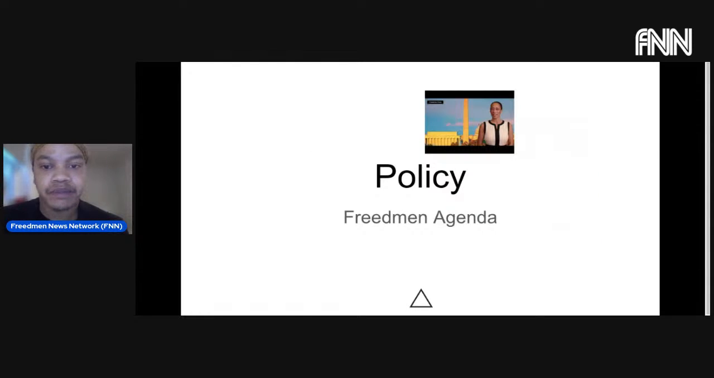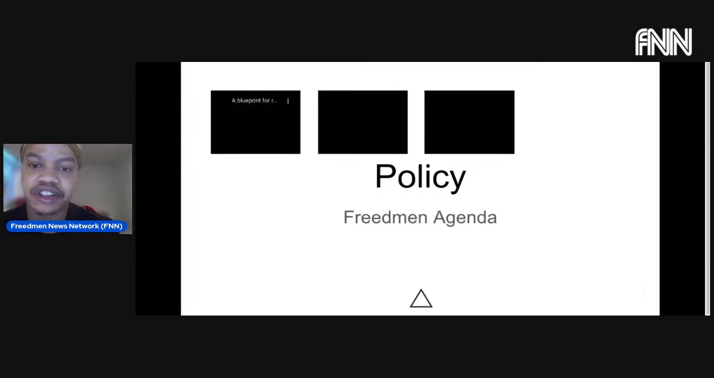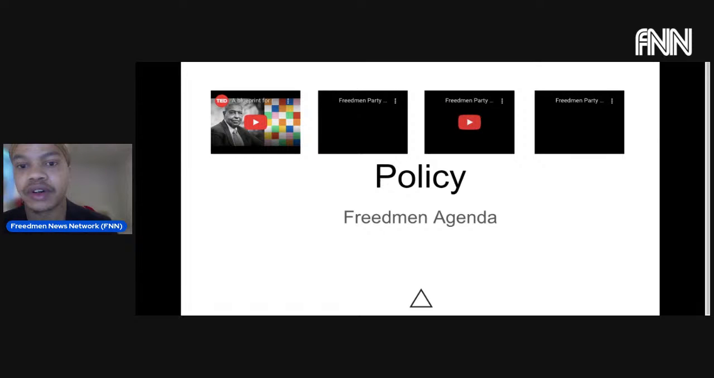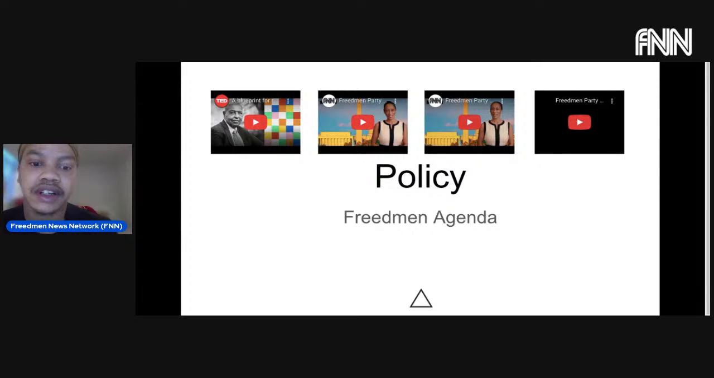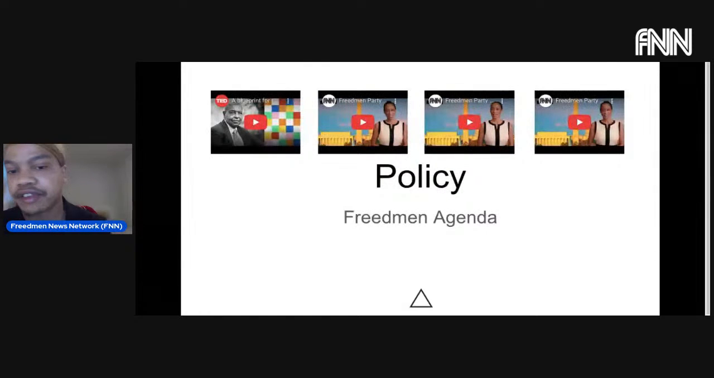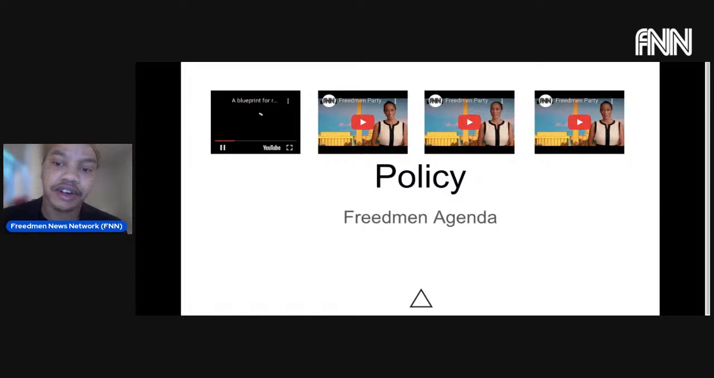Next is the policy side of things, our Freedmen agenda. Again, I'm not going to go through all the videos, but in terms of our policy and our Freedmen agenda, there's three important items that every Freedmen candidate should have on their agenda. We also have on our website a policy pledge for candidates to take, to pledge that they're going to do something about the three policies.